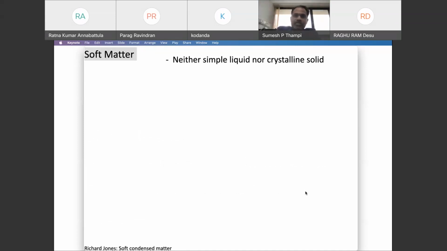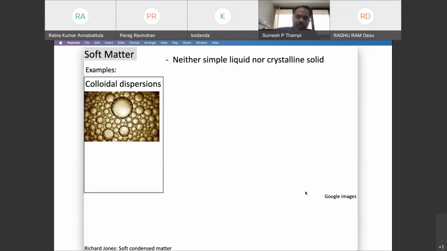So I would start by telling you a little bit about soft matter. Soft matter is typically defined as something that lies between a simple liquid and a crystalline solid. The best way to see it is to look at some examples. The one example that you're seeing on the screen right now is an emulsion. An emulsion is small droplets of one liquid dispersed in another, like oil droplets dispersed in water, or it could be solid particles.